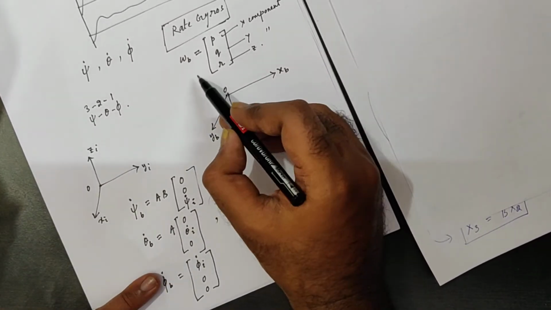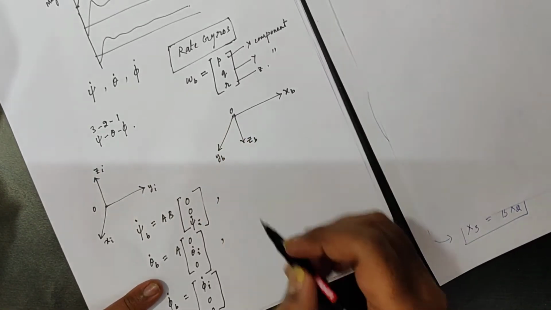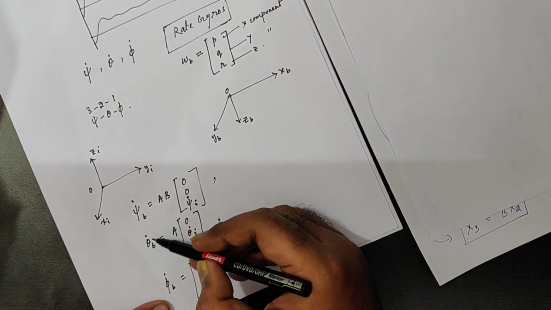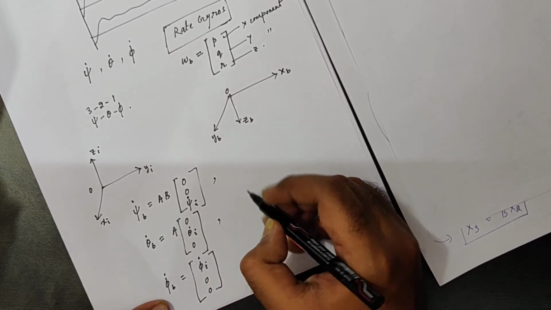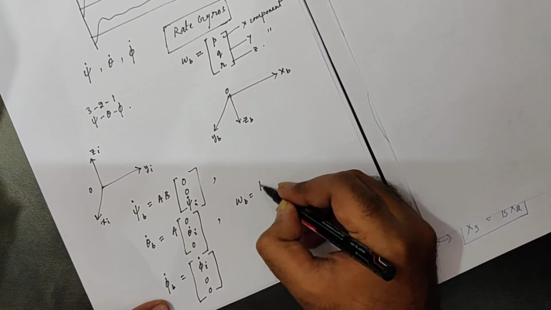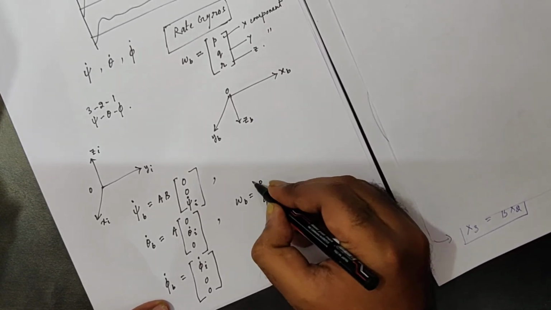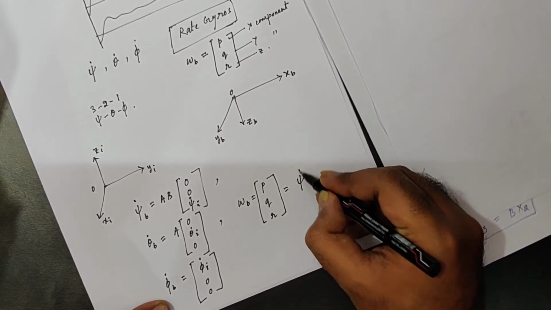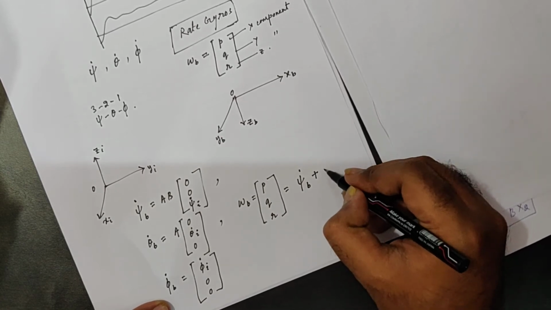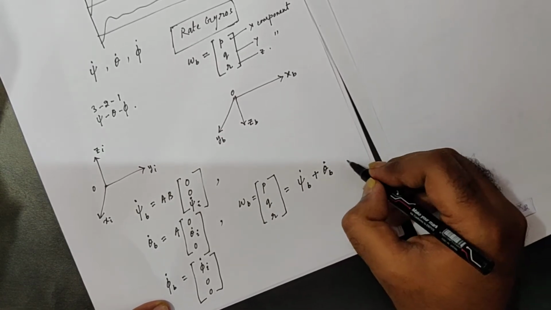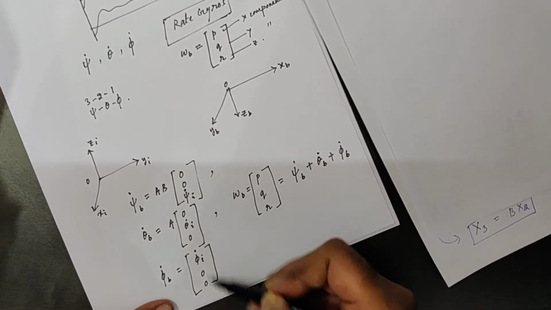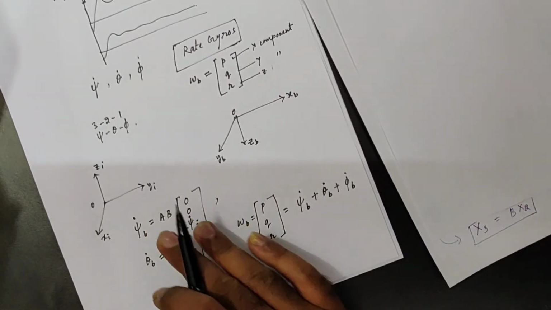Now we can write this angular velocity vector in terms of the body reference frame Euler angle rates. That can be written in this fashion: omega B equal to P, Q, R, that is equal to psi dot B plus theta dot B plus phi dot B. These three vectors need to be added.